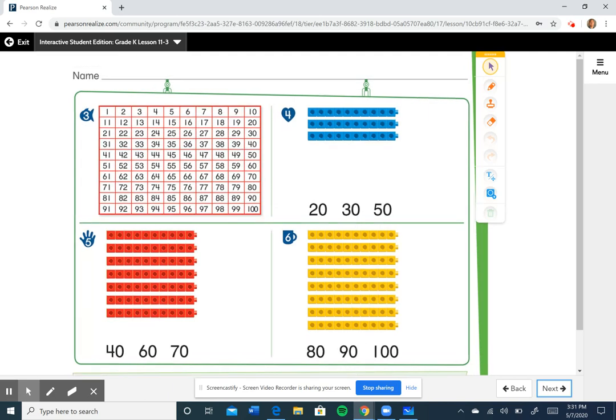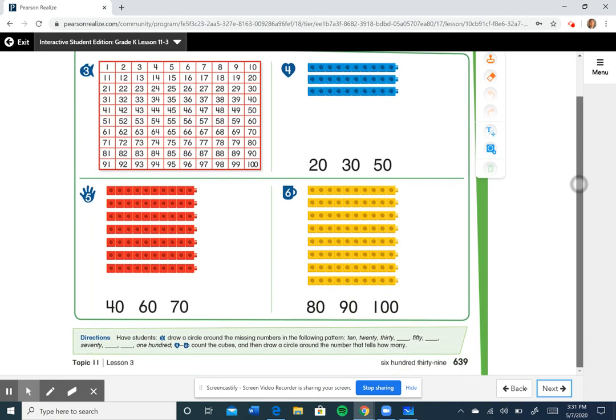And now you're going to do this by yourself. You're doing this page by yourself. And it says draw a circle around the missing numbers in the following pattern. 10, 20, 30, blank, 50, blank, 70, blank, blank, 100. So where I said blank, you need to circle those numbers. You can follow the pattern down.